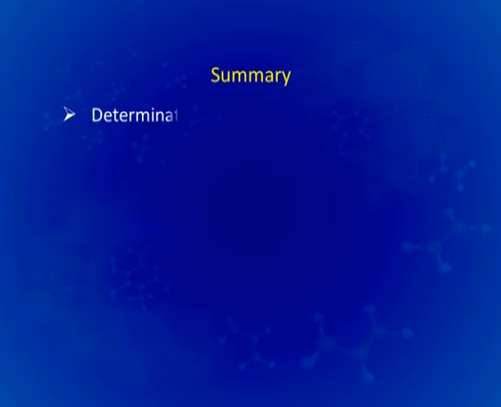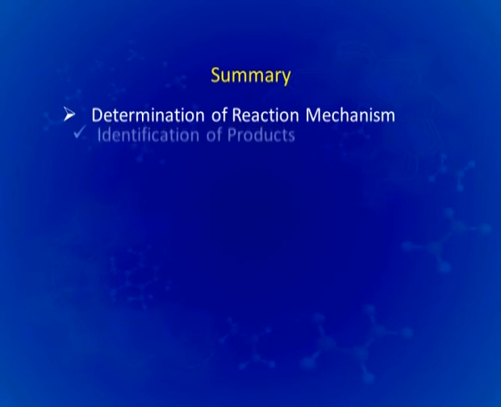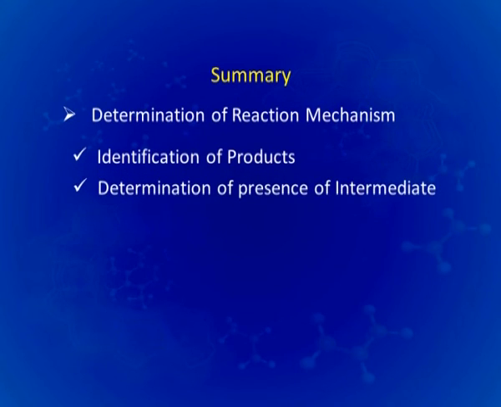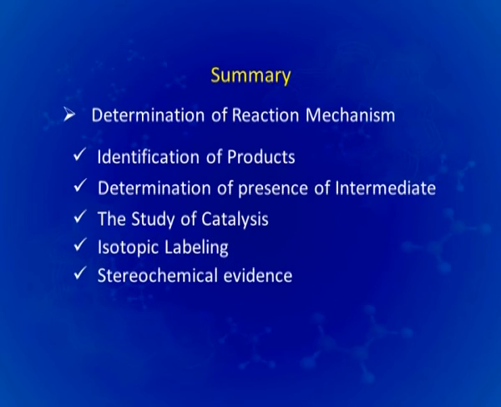Let us summarize what all we discussed in this particular lecture. We talked about the determination of reaction mechanism. The various methods used are identification of products, determination of presence of intermediate, the study of catalysis, isotopic labeling, stereochemical evidence, kinetic evidence, and isotope effect. And what we gather from learning all the various methods is that once we know any details of these aspects, we will be able to rationalize a mechanism of the given organic reaction.